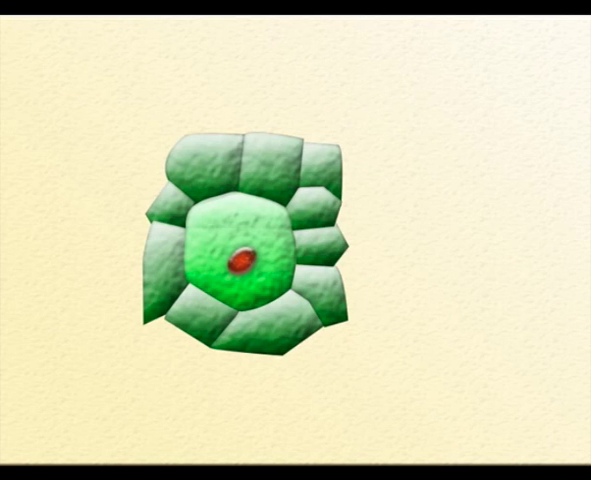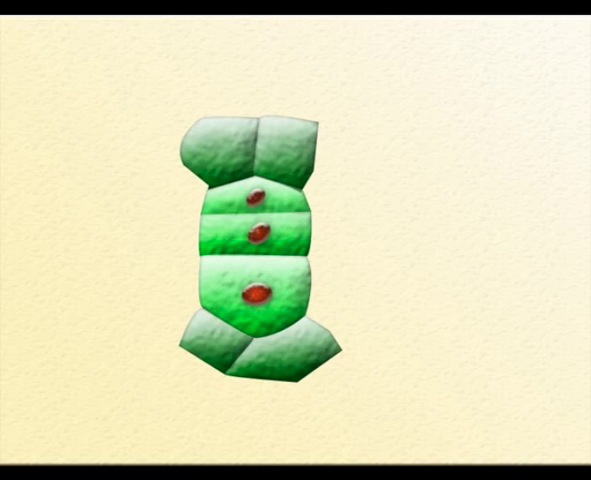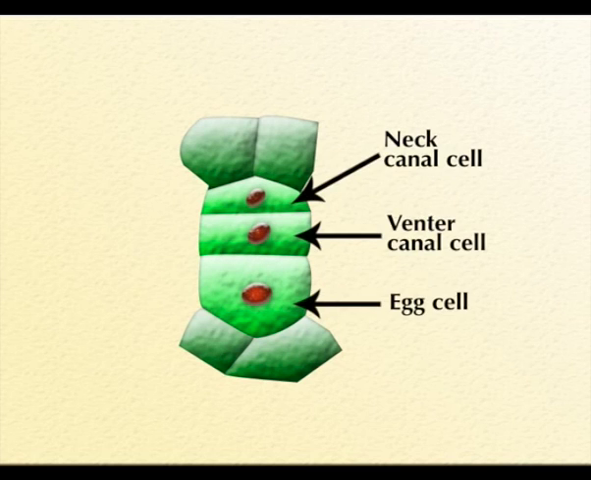By this time the central cell divides transversely into a primary neck canal cell and a ventral cell. In the meantime, the ventral cell forms 2 unequal cells by transverse division. The larger basal cell forms the egg, and the smaller upper cell forms the ventral canal cell.